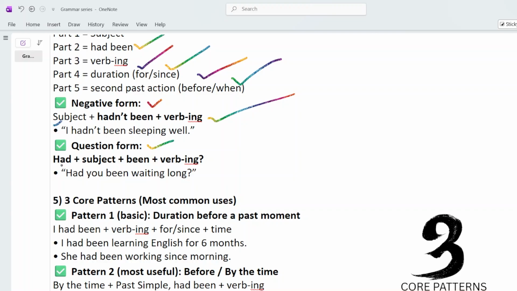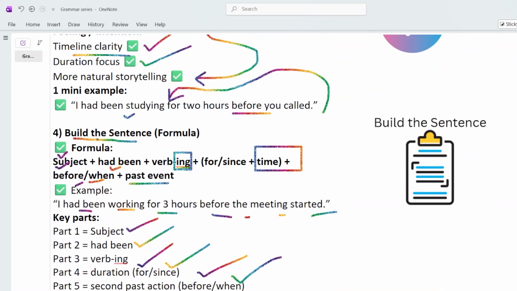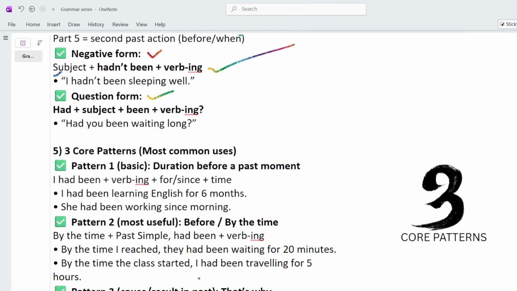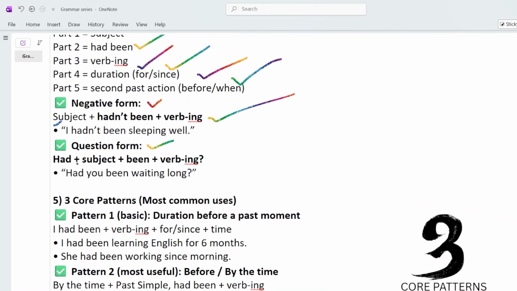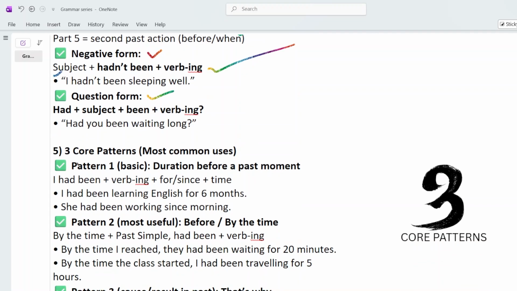All right. So basically, this particular builder form, that is subject plus had been plus verb in the ing form, changes here in the question format. What happens? Your auxiliary verb moves to the first primary position, followed by your subject, and then your been comes after your subject, and then the verb in the ing form. The verb in the ing form is a must because it's a continuous tense, right? So that is what is important.